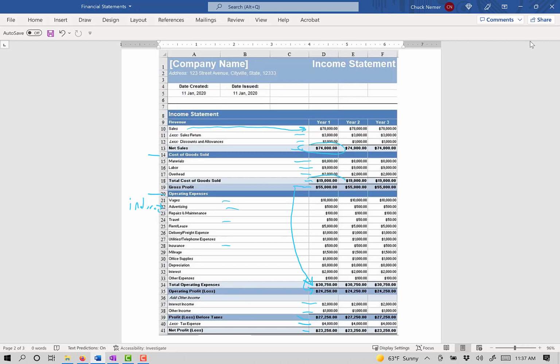So $74,000 in sales. It cost us $19,000 in labor, material, and overhead to get that $74,000. So our profit from manufacturing is $55,000. It cost us another $30,000 to help support all those efforts. So when all said and done, we walk away with $23,250. And hopefully, of course, that is enough to keep the owners interested in the business as well as reinvesting in the business at the same time.